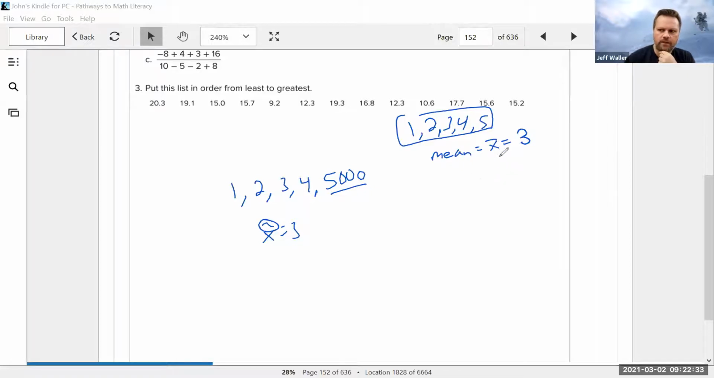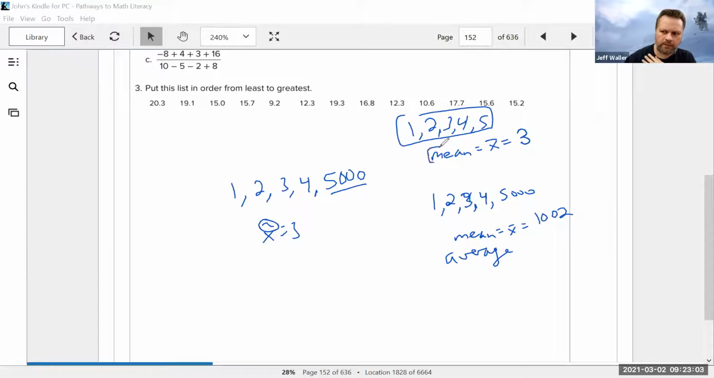So that's the mean. What if I make it 1, 2, 3, 4, 5,000? What's the mean now? What's the average? 1,002. So again, remember, mean is another name for what we call average, but the word average actually means more than we think it does.